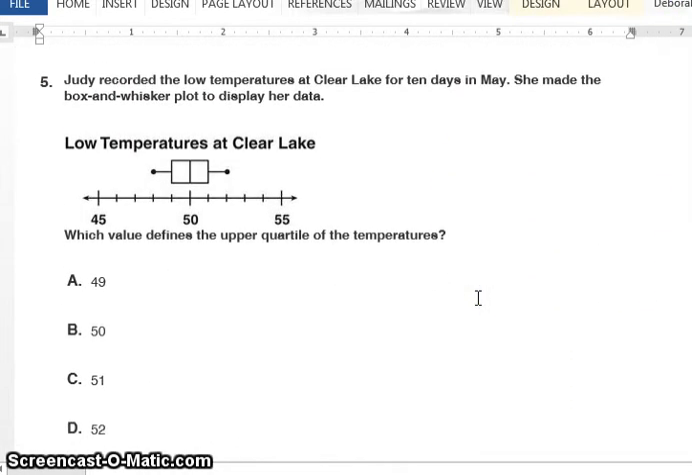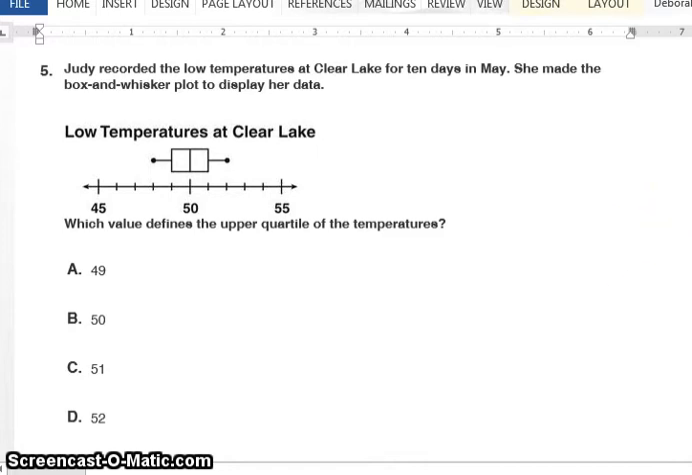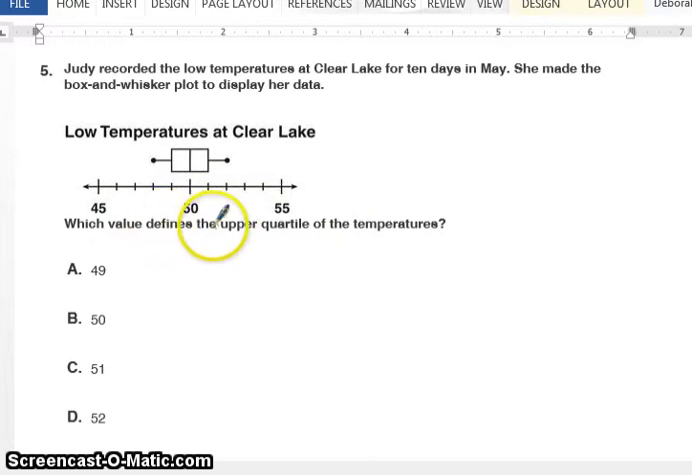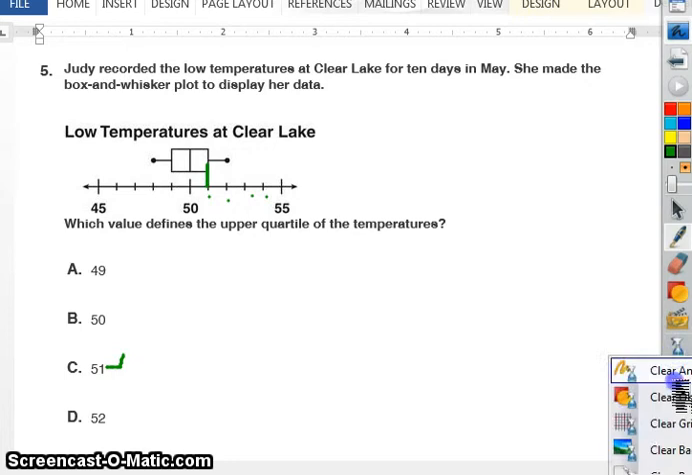All right, number 5. Judy recorded the low temperatures at Clear Lake for 10 days in May. She made the box and whisker plot to display her data. Which value defines the upper quartile? Well, this is lower extreme, lower quartile, median, upper quartile. And it looks like it's counting by ones. Let's check. 51, 52, 53, 54, 55. It is. So that one falls right at 51. It's the correct answer choice there.